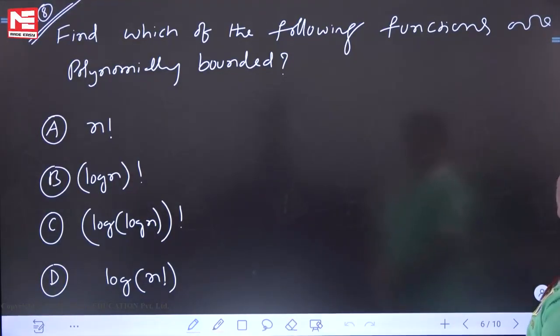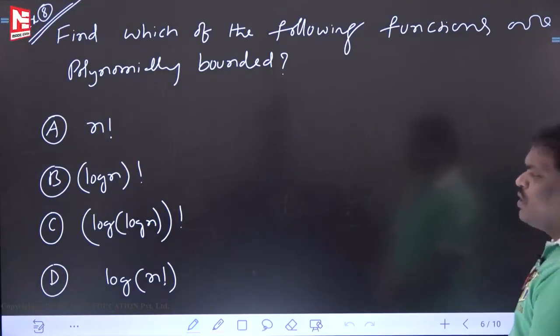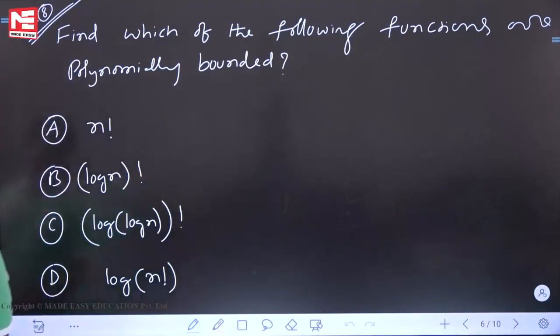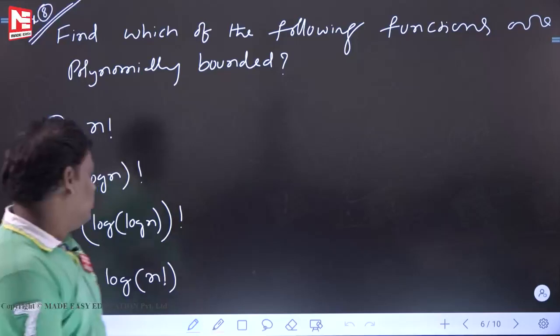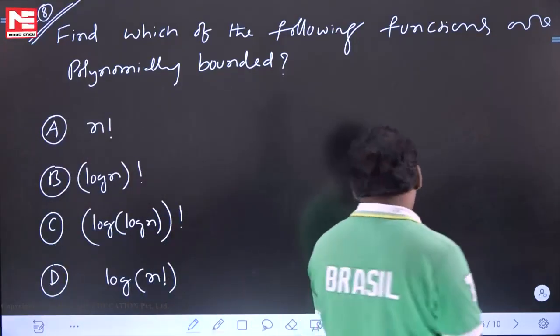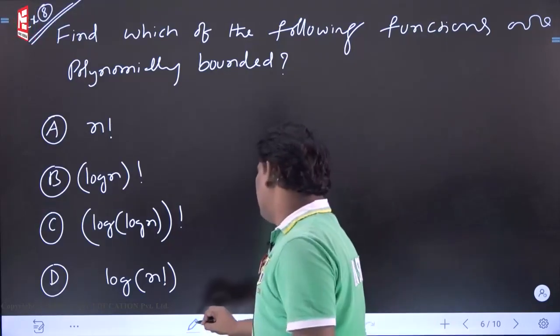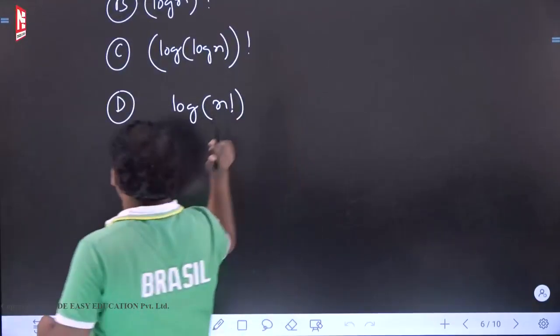Find which of the following functions are polynomially bounded. Means out of these four, you have to find which are polynomially bounded. There is one small definition. Let me write the definition. See the definition.